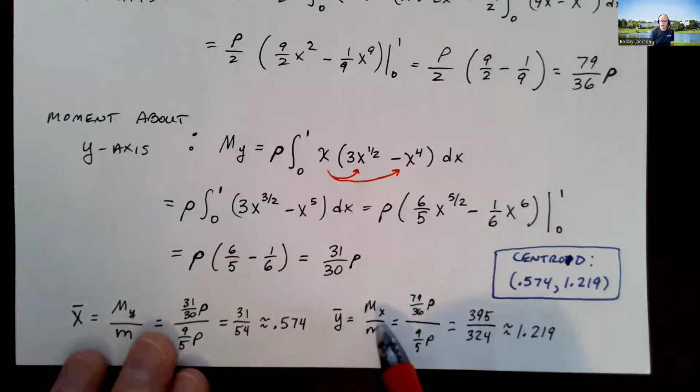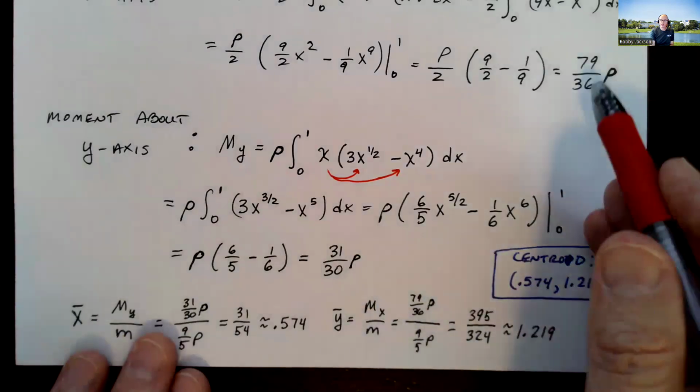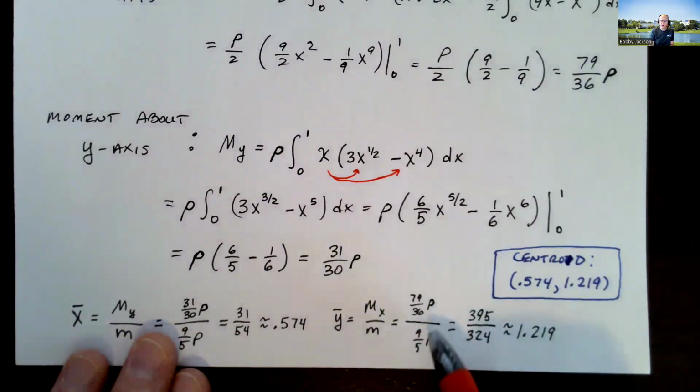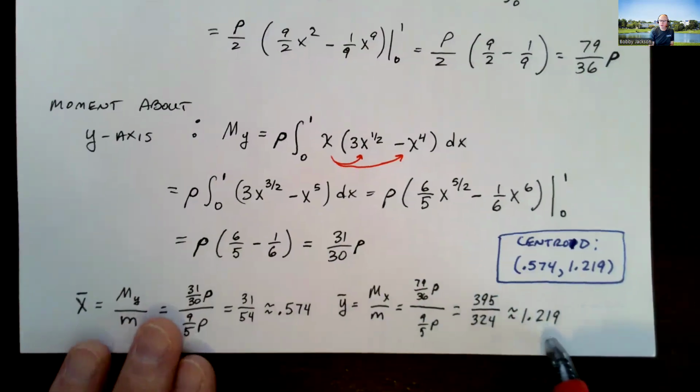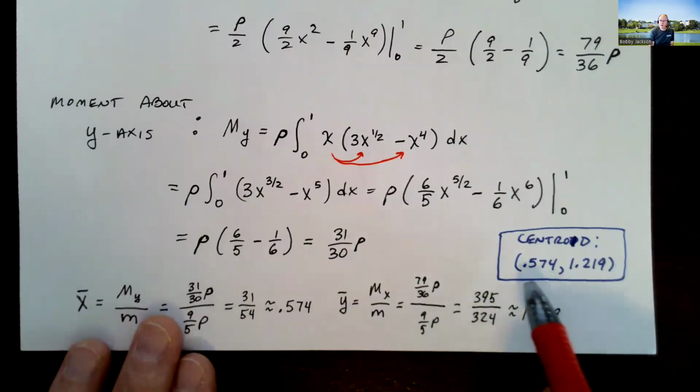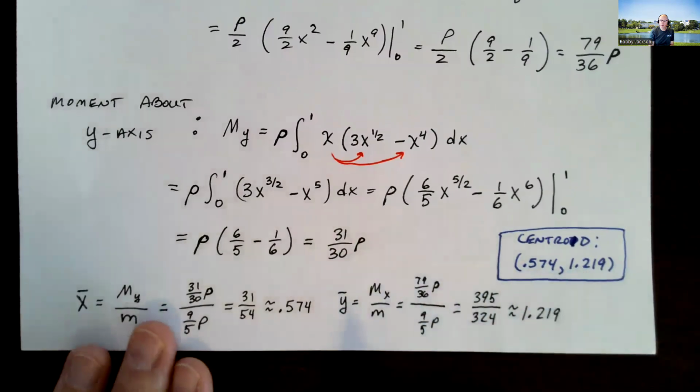The y-coordinate is the moment about the x-axis divided by the mass. And again, we found the moment about the x-axis here. The mass is here. Again, the rhos cancel. This fraction divided by this fraction is this fraction, which is approximately 1.219. So there it is, rounded to 3 decimal places.